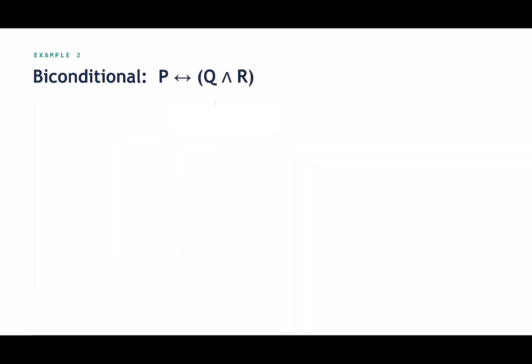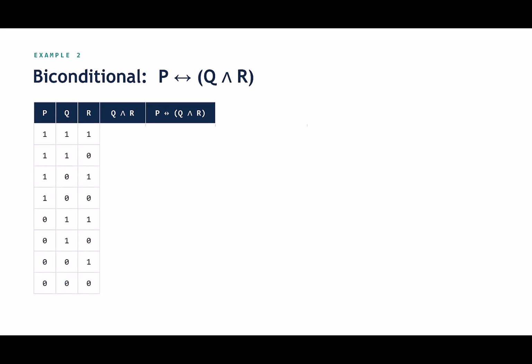Let's look at a bigger statement. This time I have P if and only if Q and R. In my truth table, I'm going to need columns for P, Q, and R. Then I need to know Q and R before I put the whole thing together as P if and only if Q and R. P, Q, and R columns are basic. We do the same thing every time. P starts with 4 trues and 4 falses. So 1, 1, 1, 1, 0, 0, 0, 0. Q's going to go true, true, false, false, true, true, false, false. And then R is true, false, true, false, true, false, true, false.